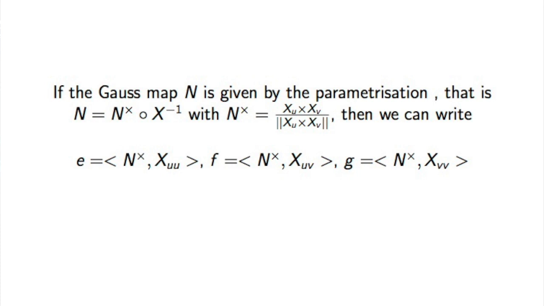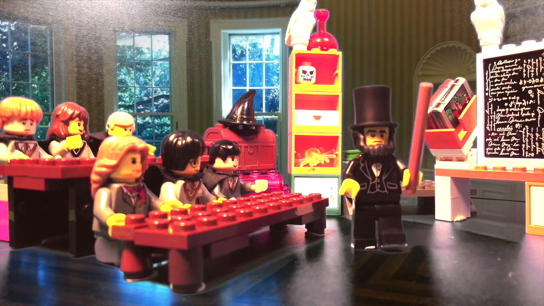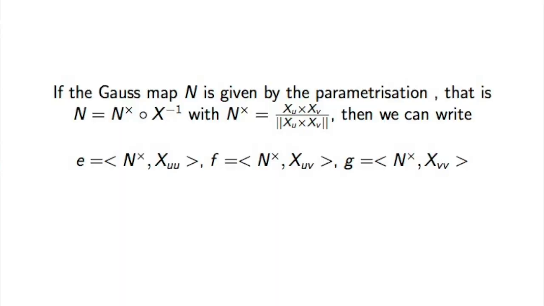i.e. n is equal to n cross composed with the inverse of x, where n cross is equal to the unit length vector given by the cross product of the partial derivatives of x, then we can write the coefficients of the second fundamental form as the inner product of n cross with the second partial derivatives of x.